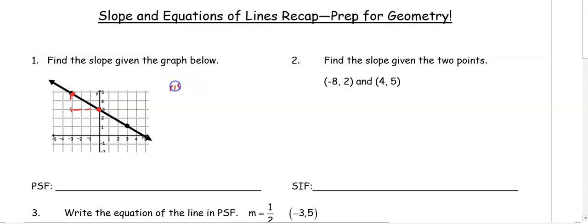So remember that slope is rise over run, or your change in y over your change in x. So for y, we went down 2. For x, we went over 3, so our slope is negative 2/3.